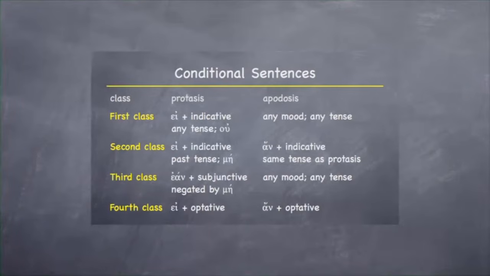And then finally, in the fourth class, and we don't have any examples of a complete fourth class conditional sentence in the New Testament. We have parts of them. We don't have any complete one. But if we did have a complete one, you would have ei plus the optative, which is another mood, in the protasis, and in the apodosis you would have an plus the optative.